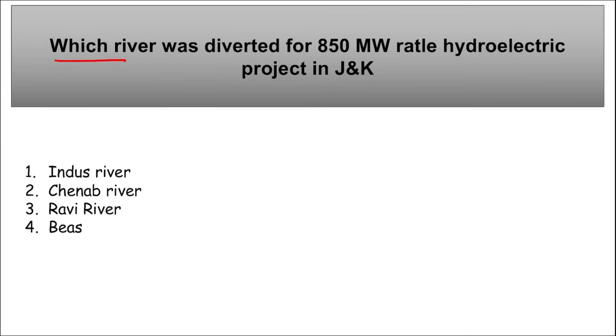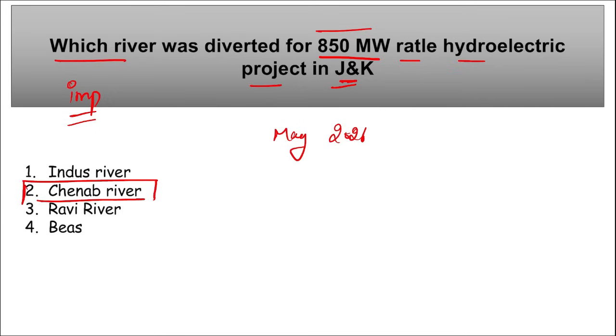Which river was diverted for the 850 megawatt Ratle hydroelectric project in Jammu and Kashmir? And this question becomes important. Remember, recently it was the Chenab river. It was diverted through diversion tunnels in the Kishtwar district of Jammu and Kashmir, and this is a major milestone of the 850 megawatt hydroelectric power plant in Jammu and Kashmir that is scheduled to be commissioned by May 2026. Take a note of this. This was Chenab River.